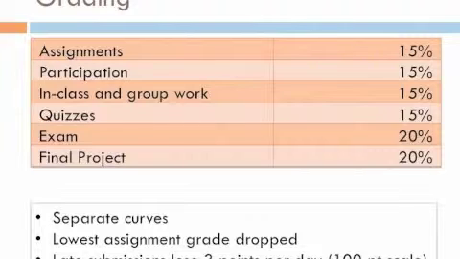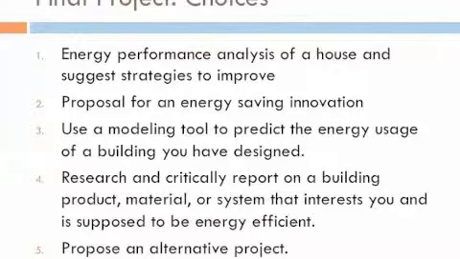So most of this is self-explanatory. The final project, which is worth thinking about kind of during the class so that you give yourself enough time to really pick something that interests you. There's more than one choice, okay? You can do an energy performance analysis of a house and suggest strategies to improve it. And there's a lot you can do with a real house or a fictional house on that. You can make a proposal for an energy-saving innovation. In the past, some people have come up with some pretty interesting ideas. Do not break the laws of thermodynamics. All right? No perpetual motion machines.